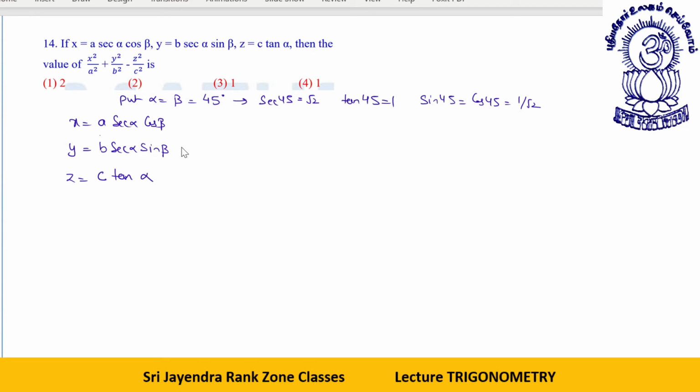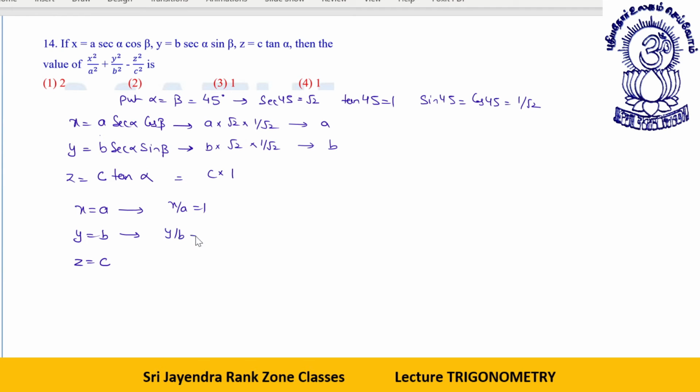Fine. What will happen now? This will become A. Sec 45 is root 2, cos 45 is 1 by root 2. This will be A. X will be equal to A. Y will be equal to what? This will be B. Secant 45 will be root 2, sine 45 will be 1 by root 2. This will be B. This is C. Tan alpha is 1. Tan 45 is 1. So Z is equal to C. So what do you have? You have X is equal to A, Y is equal to B, Z is equal to C. Or I can say X by A is equal to 1, Y by B is equal to 1, Z by C is equal to 1.